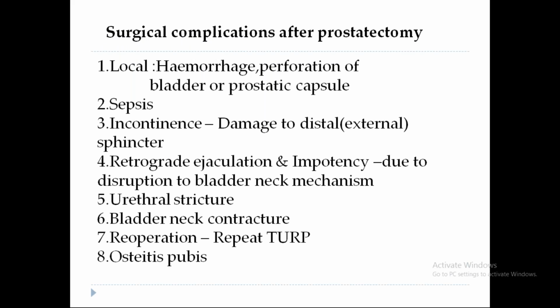So complications, local ones will be hemorrhage, perforation of the bladder or prostatic capsule. Sepsis can also occur. Incontinence is due to damage of the external sphincter. Retrograde ejaculation and impotency are due to disruption of the bladder neck mechanism. Urethral stricture, bladder neck contractures, and reoperation, that is repeat TURP, should be done in some individuals. Osteitis pubis is also a complication.